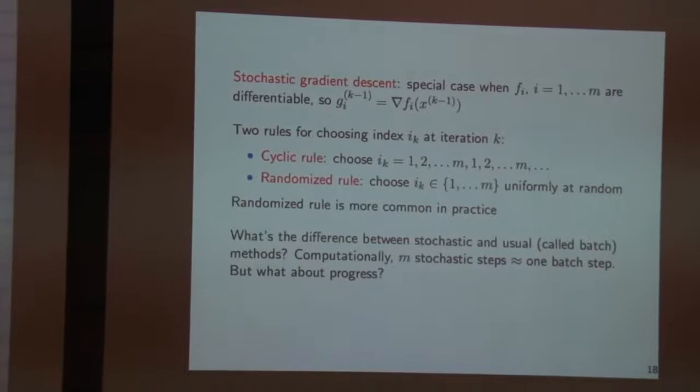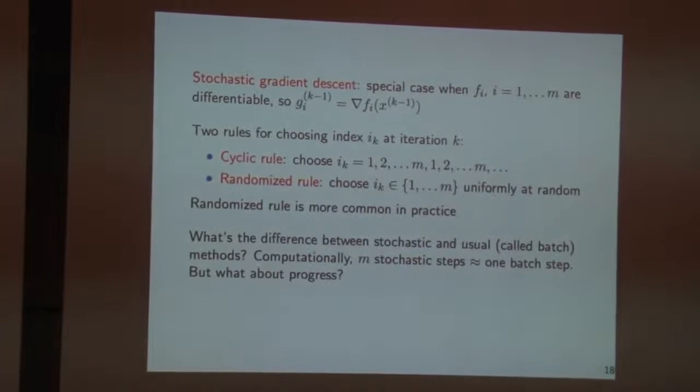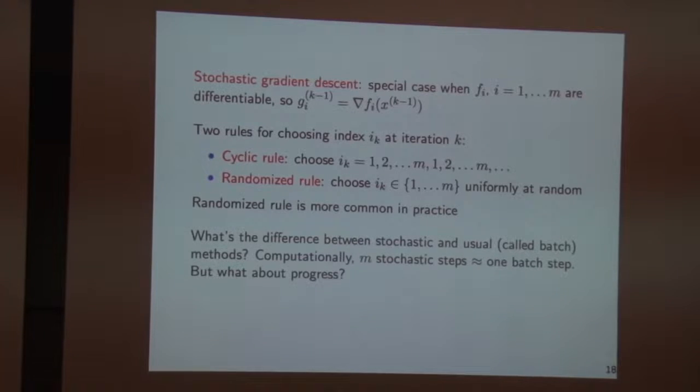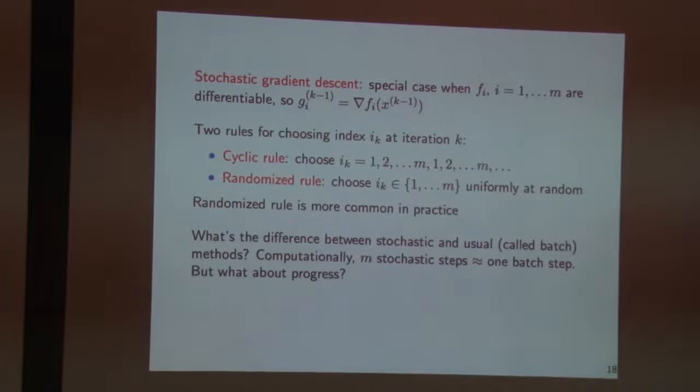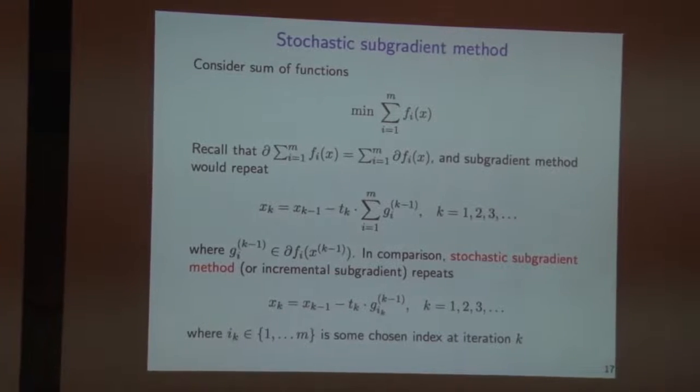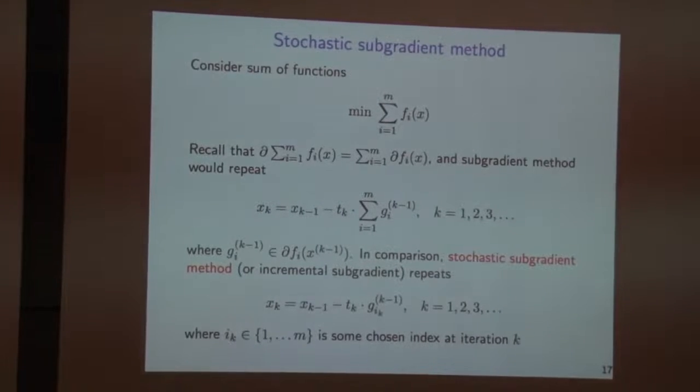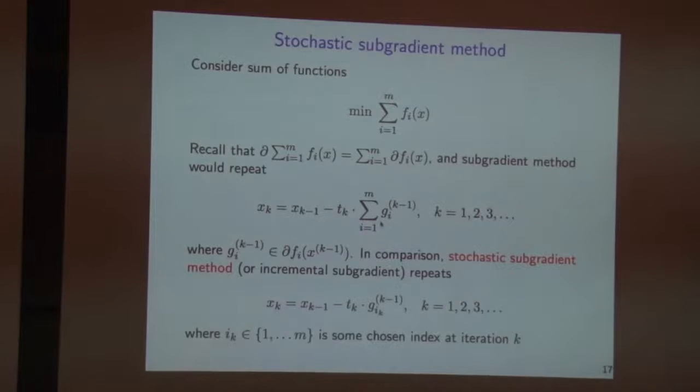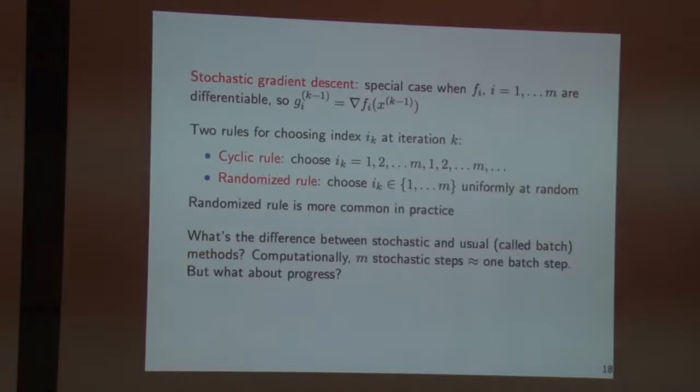So what's the difference between stochastic and the usual subgradient method, which we usually call batch subgradient descent? In the context of stochastic methods, if we end up computing the full sum of subgradients or gradients, we call it the batch method. Well, from a computational point of view, m stochastic steps is equivalent to one batch step in terms of the number of computations needed, because I'm having to compute one subgradient per update in the stochastic rule and m per update in the batch rule. So computationally, if I take m stochastic steps, that's the same as one batch step.